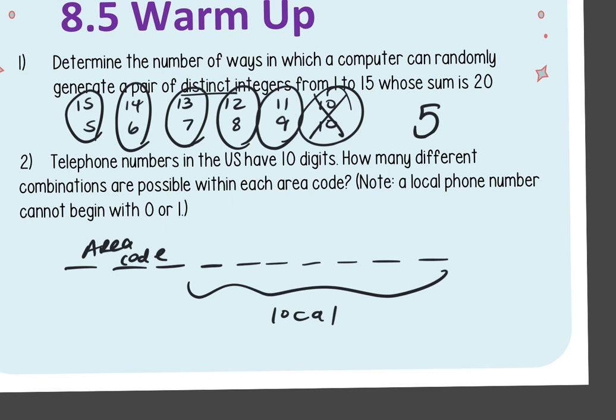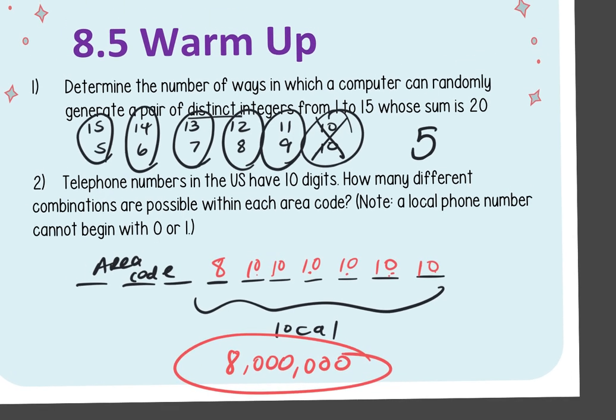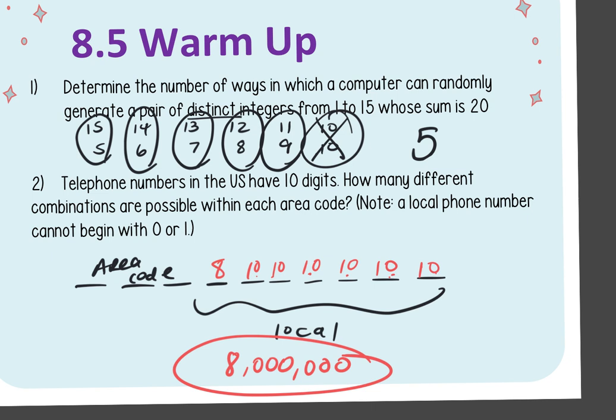Within that, it's asking how many are possible and that a local phone number cannot begin with a 0 or 1. So if we eliminate 2 digits from the 10 digits, this is 8, 10, 10, 10, 10, 10, 10, which is 8 followed by 6 zeros. So 8 million possibilities. It's because it says within the area code. So you assume there's only one area code.